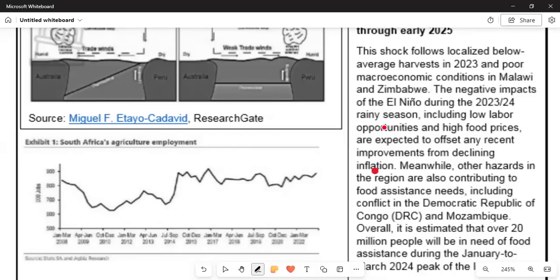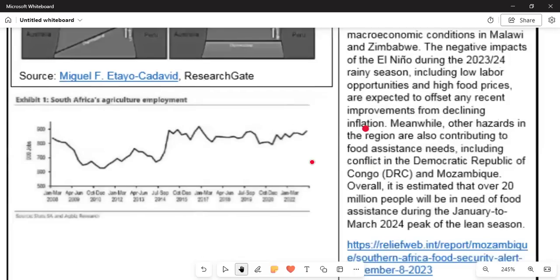Meanwhile, other hazards in regions are also contributing to food assistance needs, including the conflict in the Democratic Republic of Congo, DRC, and Mozambique. And when this is happening, it has a negative aspect on the population of South Africa and globally. Overall, it is estimated that over 20 million people will be in need of food assistance during the January season, and that is food insecurity. When people or a country cannot afford the basic needs, that is now poverty. So we need to ensure that we run away from poverty.